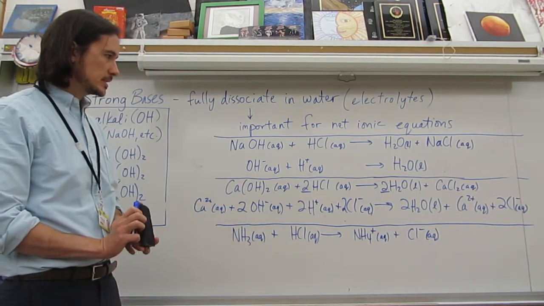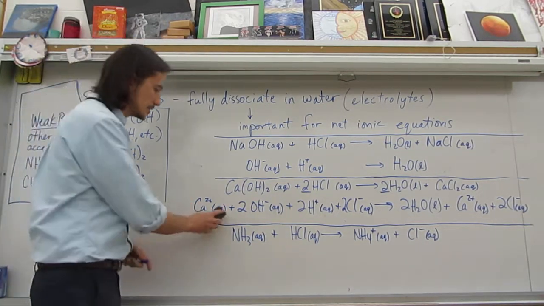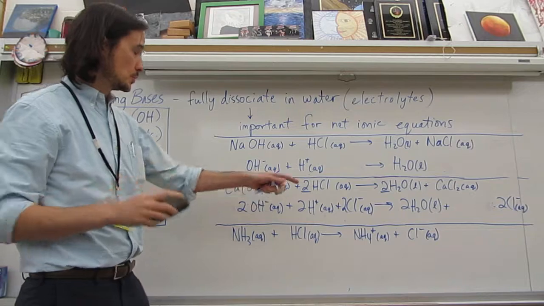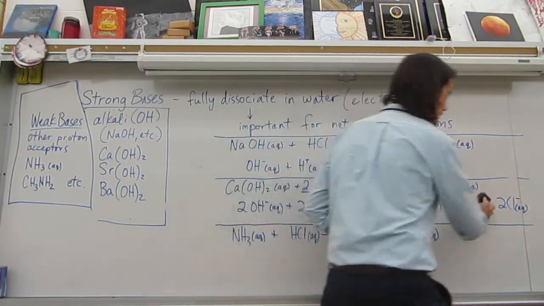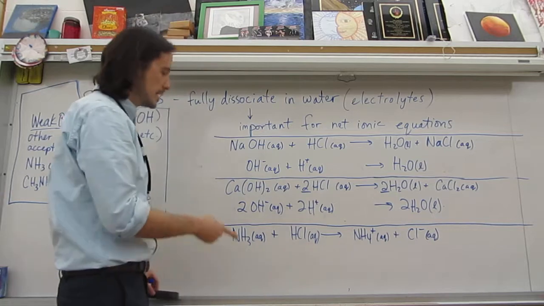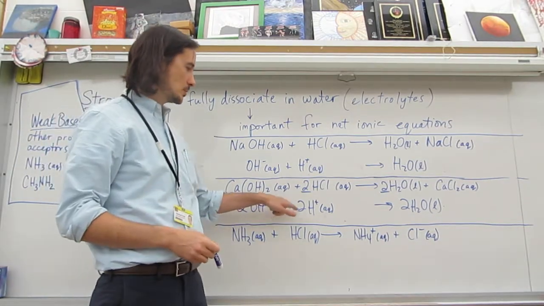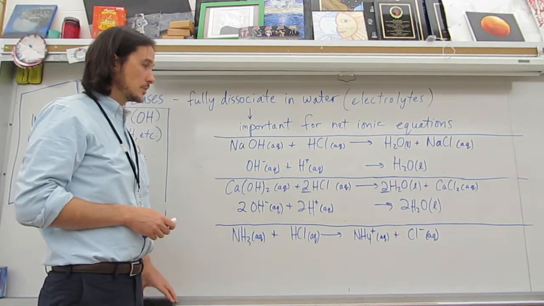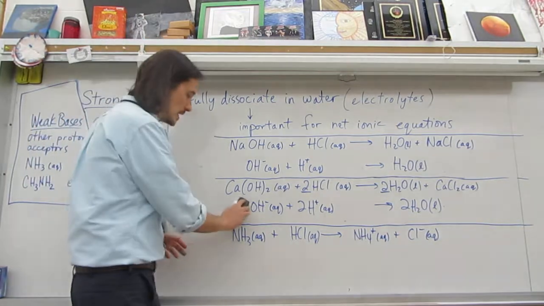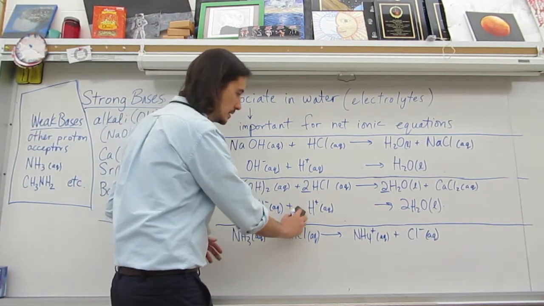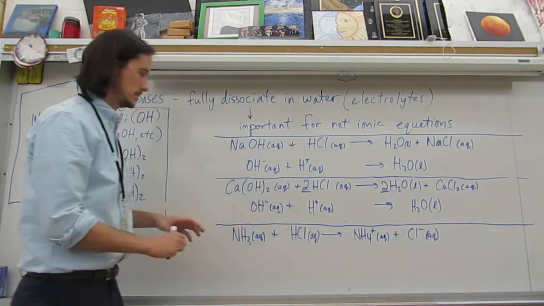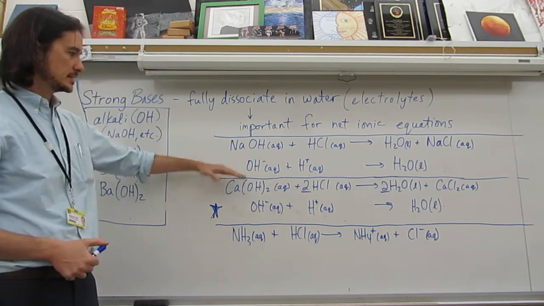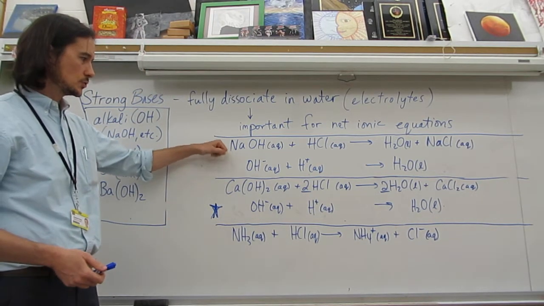So I'm going to look across and see what spectator ions we have. I see calcium on both sides, so I can get rid of that. Then I have 2 chlorides on both sides, get rid of that. And I see the net ionic equation looks like 2OH plus 2H plus yields 2H2O, but the coefficients are all the same, so we can reduce that. So your net ionic equation actually should just be that. I'm going to put a star there, because that could be tricky sometimes, right? It is the same net ionic equation as the other strong base.